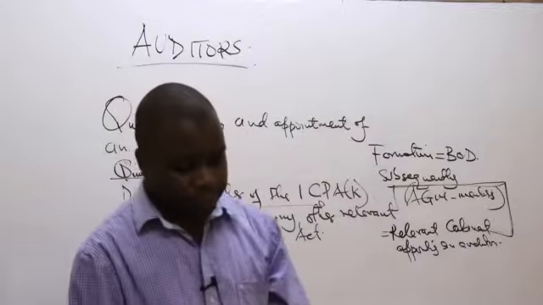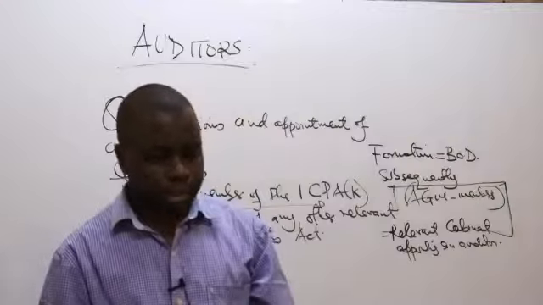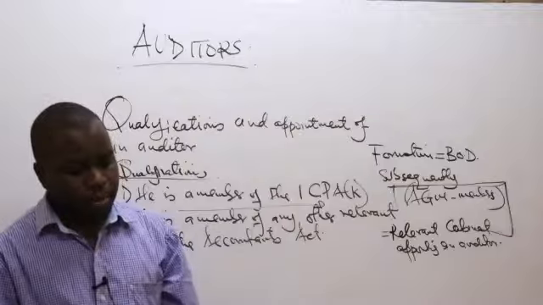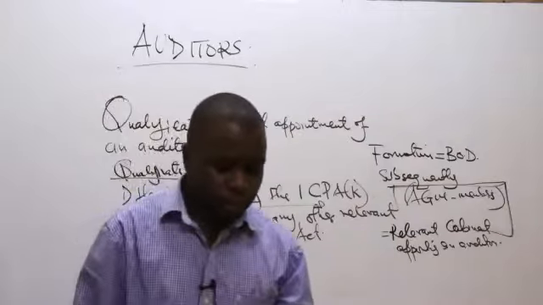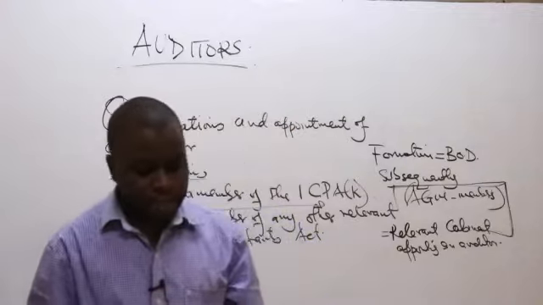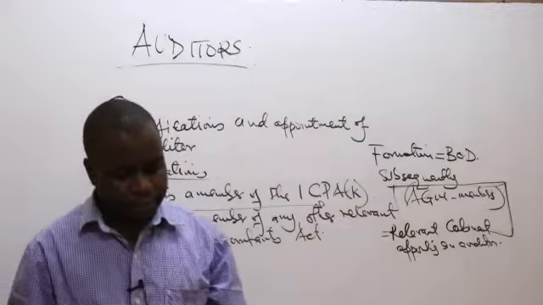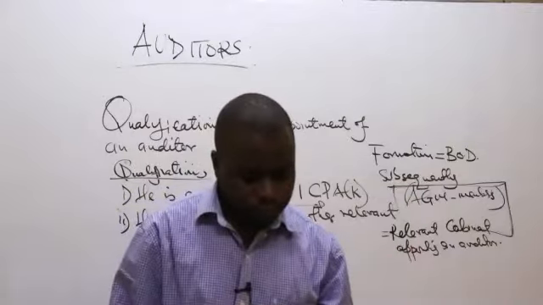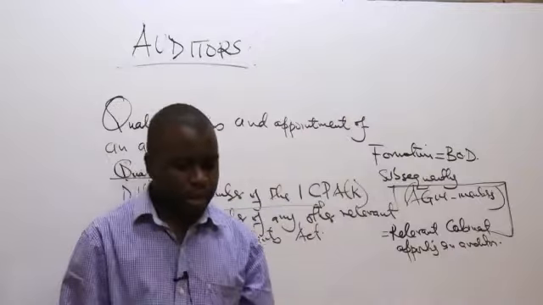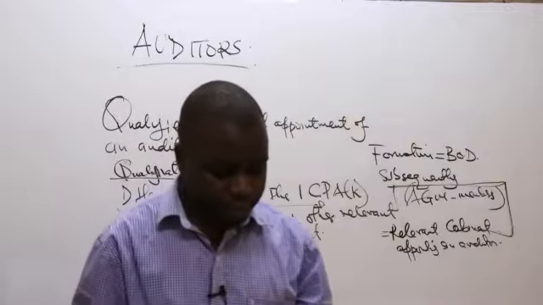So number 1, he is not qualified for reappointment. Or number 2, a resolution has been passed to reappoint someone else. Then number 3, a resolution has been passed that he should not be reappointed. So the members have decided he should not be reappointed.